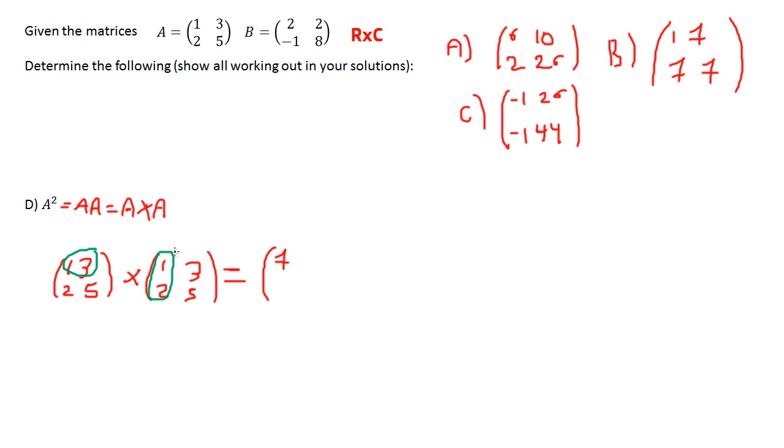2 times 1 is 2. 5 times 2 is 10. That means this is 12. Now 1 times 3 is 3. 3 times 5 is 15. That means the top one is 18.